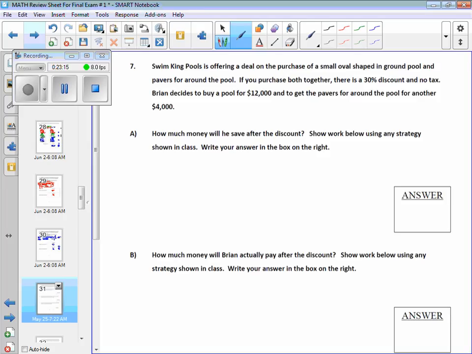Okay. First of all, you have to get the total of both items together, which is what? Come on, now you gotta know. Yeah, because the discount applies when you add it together. So this plus this is going to make 16,000, and that's the number that we got to work with.